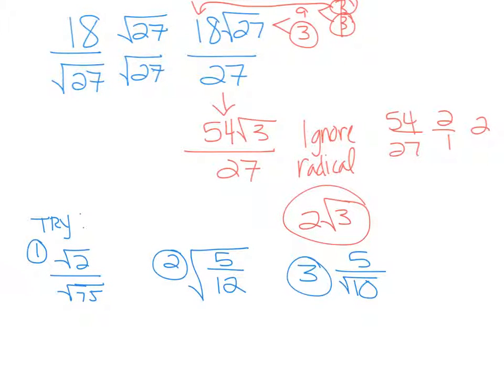Now I would like you to try these 3 problems. Radical 2 over radical 75. Radical 5 over 12. And number 3 is 5 over radical 10. Pause the video and complete these, and then you're done with your assignment.